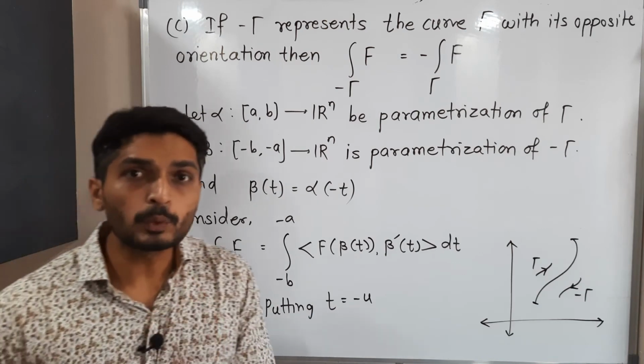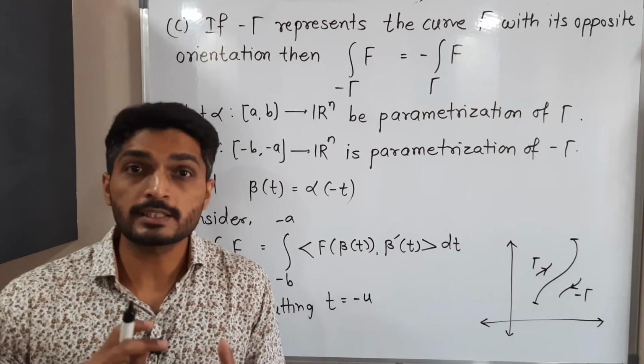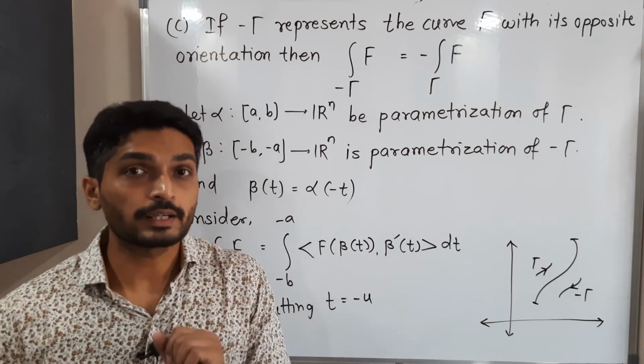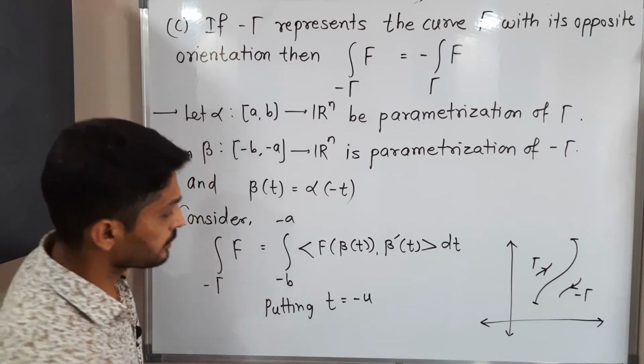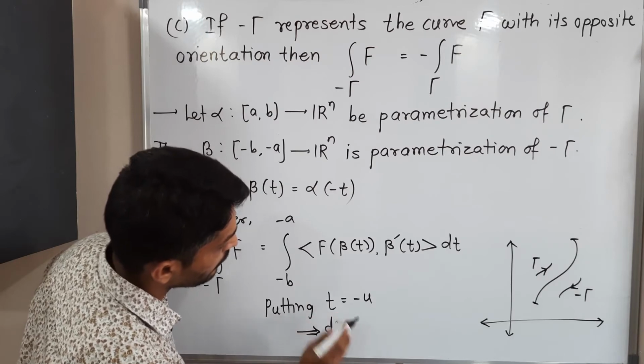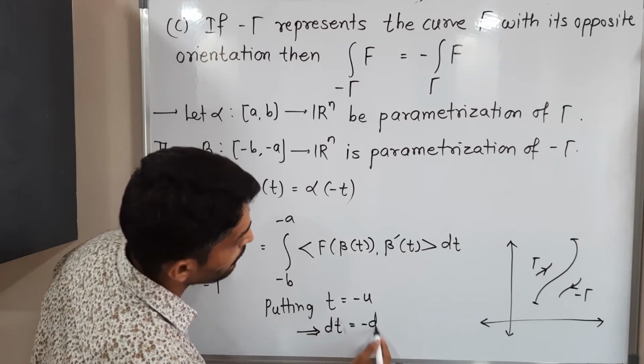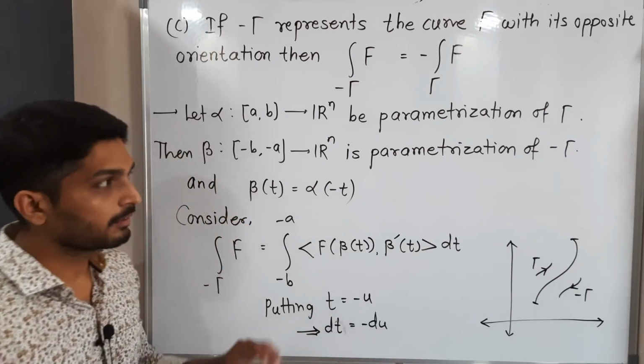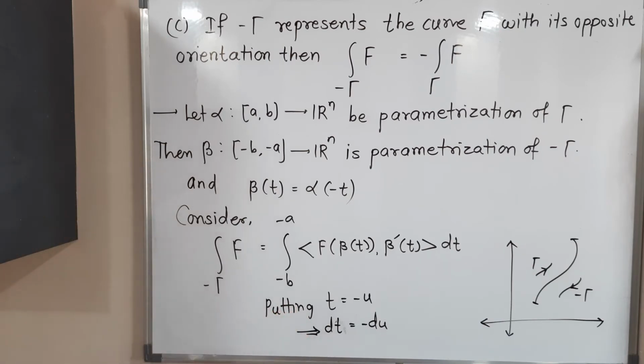You know that when we put anything, our first task is to find its derivative, and after that we have to find its new limits. So let us find the derivative. So dt is equal to minus du. Okay, we will find limits, but before that make a screenshot of it, then we will go further.